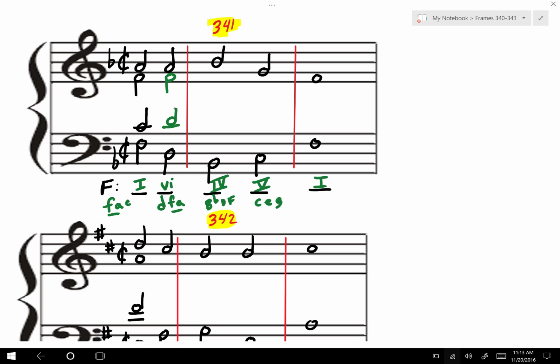Now we have to go from a 6 chord to a 4 chord. That's also the bass motion right here of a third, which means you're going to retain two common tones. So we need to find the common tones from DFA and B flat, D, F. Well, it looks like it's going to be a D and an F. So let's keep the F in the alto and keep the D in the tenor. It's that simple.